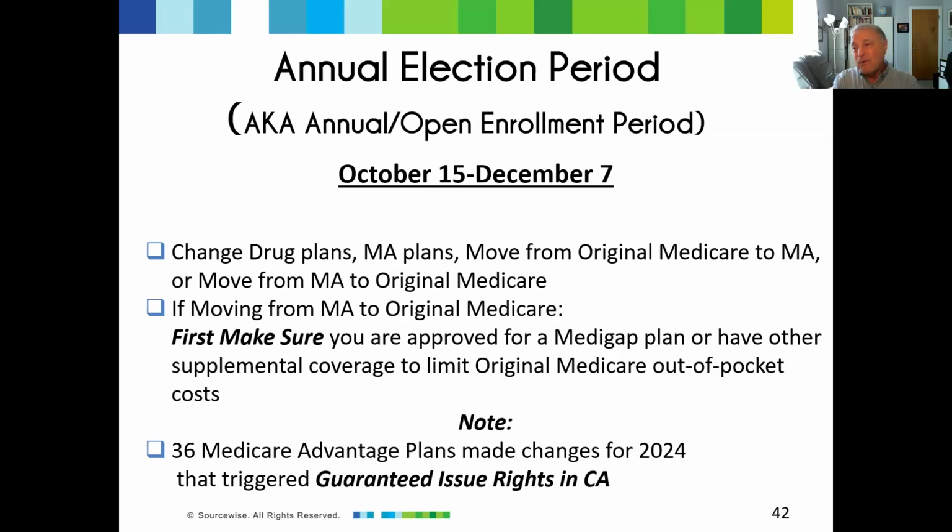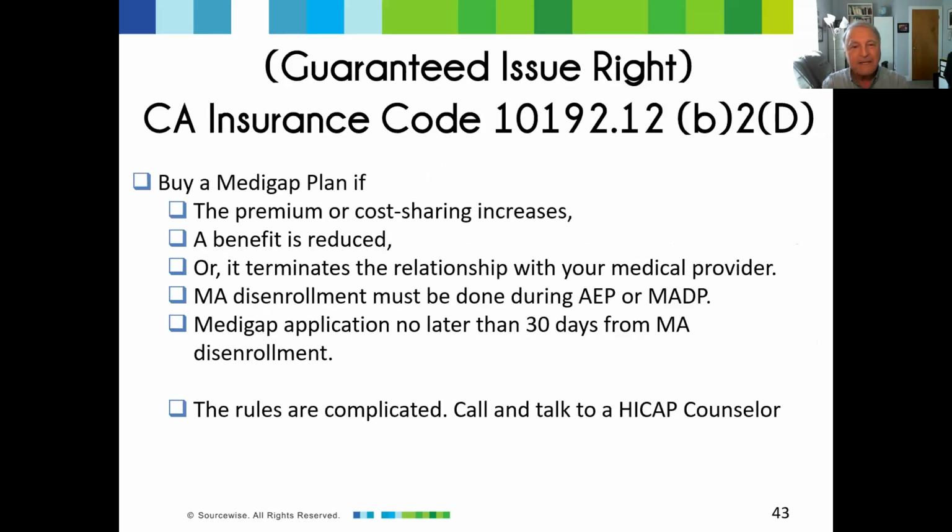Now, here in California, California is one of only a handful of states that have something they call a guaranteed issue right, that allows you to move from Medicare Advantage to original Medicare and get a Medigap plan as long as certain conditions are met by the Medicare Advantage plan. Those are under the California insurance code. But if the Medicare Advantage plan raises premiums or eliminates a benefit, or they terminate a contract with your doctor, these are conditions that can trigger a guaranteed issue right to buy a Medigap plan without them asking about pre-existing conditions.